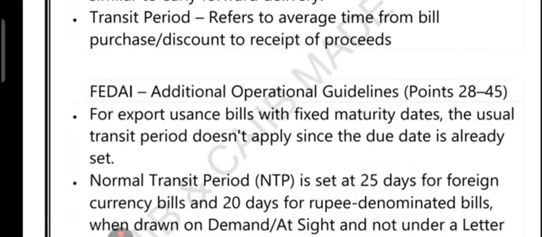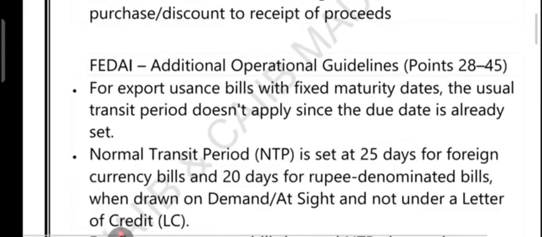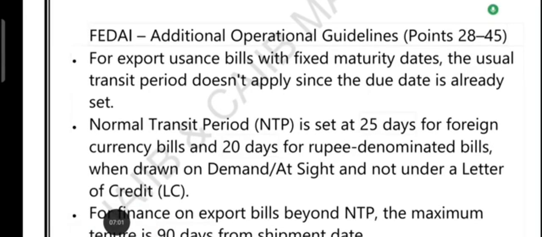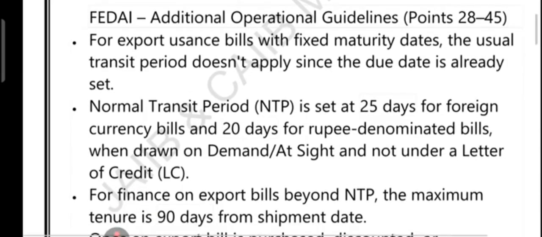Now some more important points related to FEDAI. So let's talk about more FEDAI operational rules. Suppose an export bill already has a fixed maturity date. For an export usance bill with a fixed maturity date, the payment due date is set in advance. The normal transit period does not apply, right? So for an export bill already having a fixed maturity date, normal transit period does not apply.